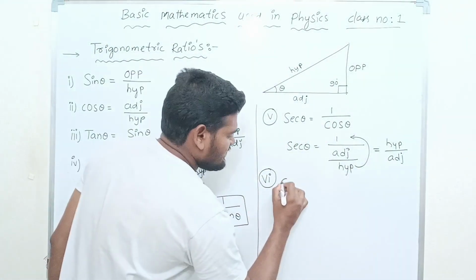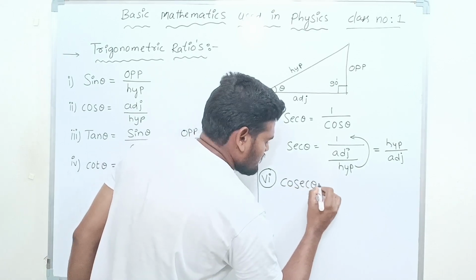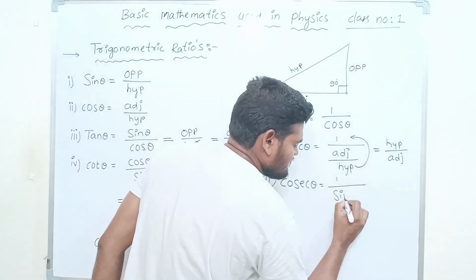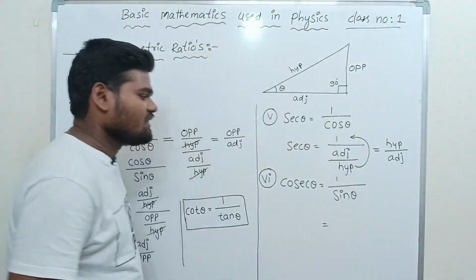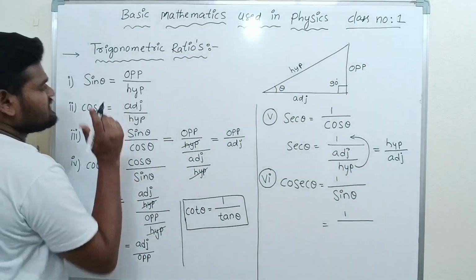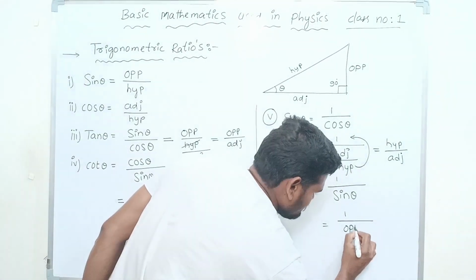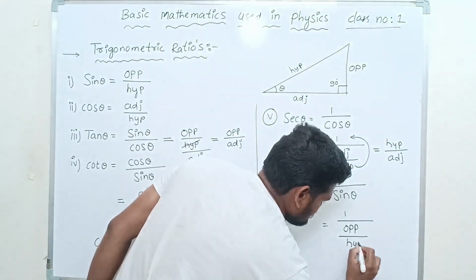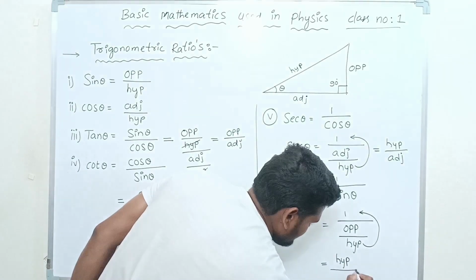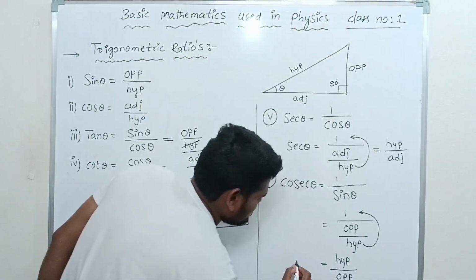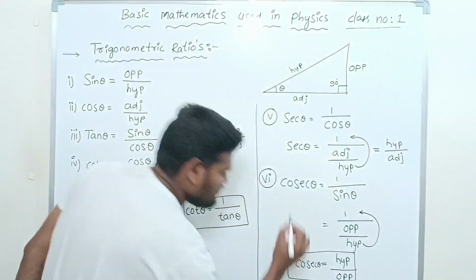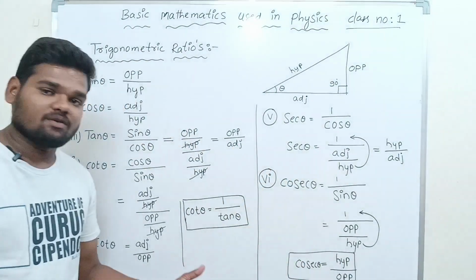Sixth one, cosec theta. Cosec theta is nothing but the reciprocal of sin theta. So 1 by sin theta, which is opposite side by hypotenuse. Now the hypotenuse comes to the numerator, and it becomes hypotenuse divided by opposite side. So cosec theta is the reciprocal of sin theta.